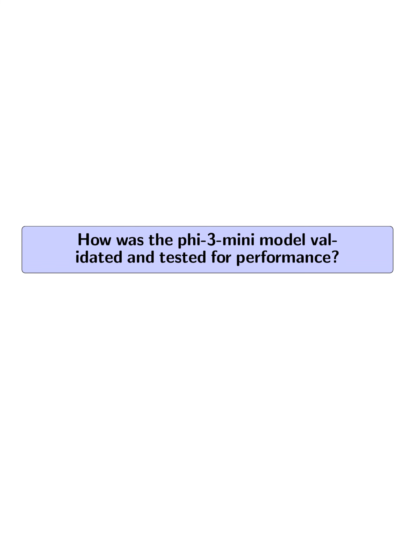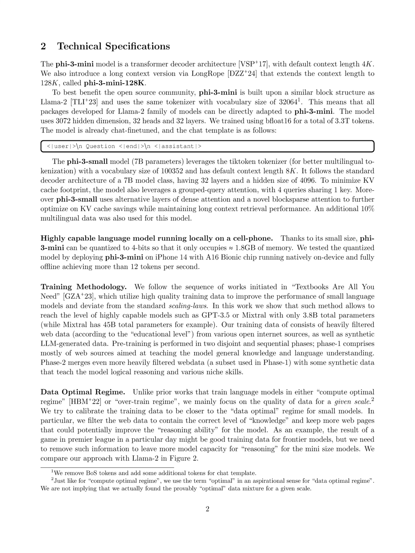How was the Phi-3 mini model validated and tested for performance? The Phi-3 mini model was validated and tested for performance by quantizing it to 4 bits, allowing it to occupy approximately 1.8 gigabytes of memory. The quantized model was deployed on an iPhone 14 with an A16 Bionic chip, running natively on device and fully offline, achieving more than 12 tokens per second.